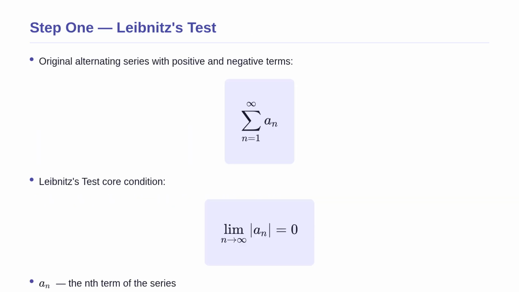Let us look at the mathematical engine behind step 1. We start with our original alternating series represented by the sum of a sub n from n equals 1 to infinity. This series includes both positive and negative terms. To apply Leibniz's test, the terms must alternate in sign, strictly decrease in magnitude, and eventually approach zero. The core condition is the limit as n approaches infinity of the absolute value of a sub n equals 0. If the absolute size of the terms shrinks to 0 and the terms are decreasing, the alternating series converges. Once confirmed, we are ready for step 2.